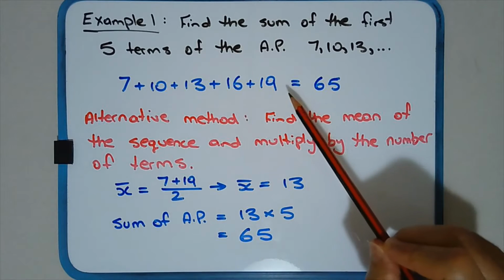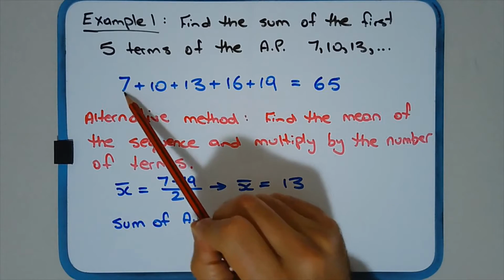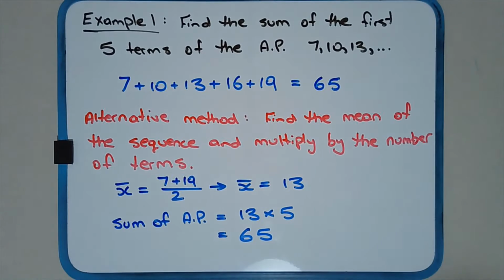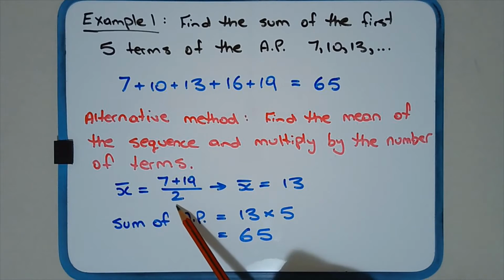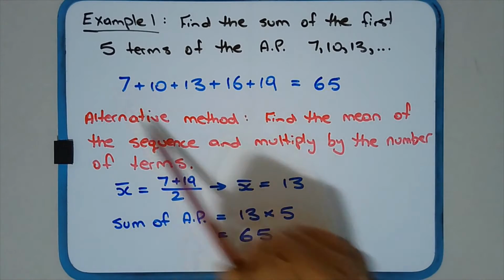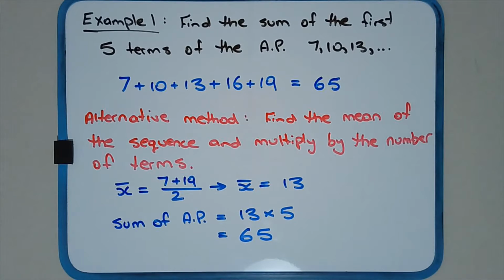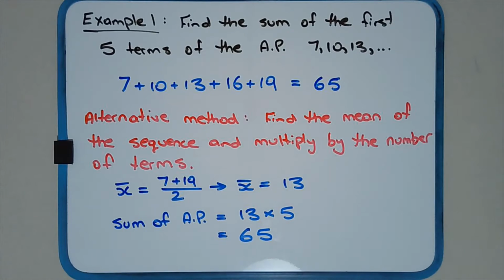So in this example, we can find the mean by taking the average of the first and last terms of this partial sequence. So the average of 7 and 19. So 7 plus 19 divided by 2 equals 13. And since there's 5 terms in this partial sequence, to find the partial sum, we then take the mean, multiply it by 5, since there's 5 terms, and that gives 65.